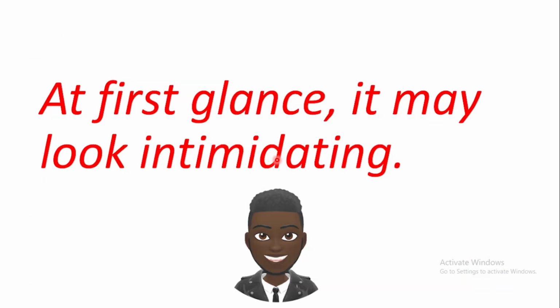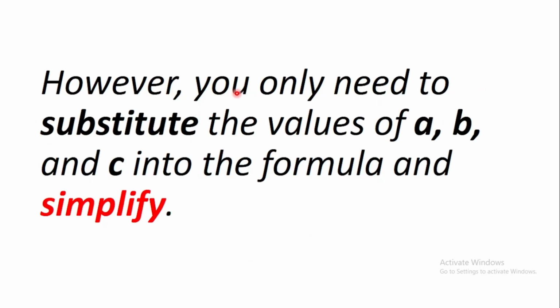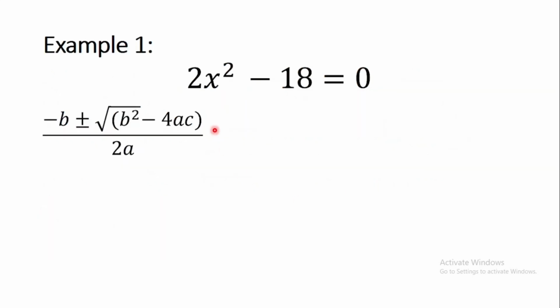So at first glance it may look intimidating. However, you only need to substitute the values of a, b, and c into the formula and simplify. For example, here we have our first example of a quadratic equation, and we know it's a quadratic equation because there's an x squared. So we have 2x squared minus 18 is equal to 0.